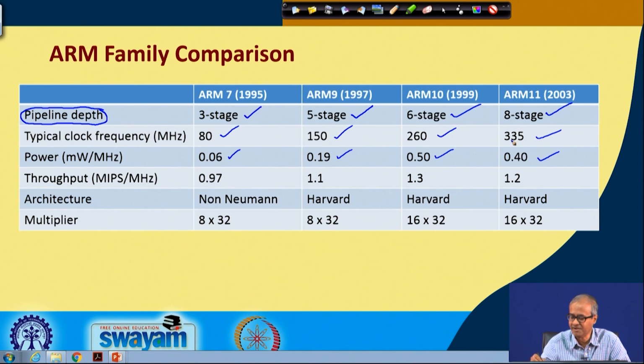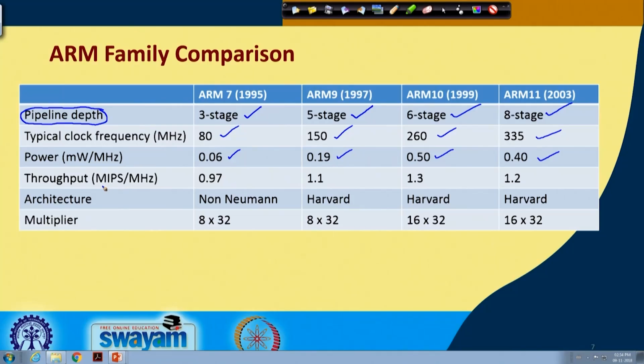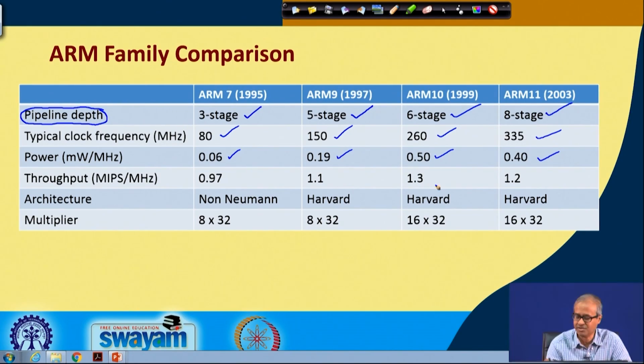You see in ARM 11, due to some low power design techniques, the power consumption got reduced from 0.5 to 0.4. And throughput is how fast instructions can get executed. Again, throughput is a function of the clock frequency. In microcontrollers you can measure throughput typically by million instructions per second per megahertz. So, if it is on 80 megahertz, you multiply this by 80, you will get so many million instructions per second. The figures are 0.97, 1.1, 1.3, 1.2.